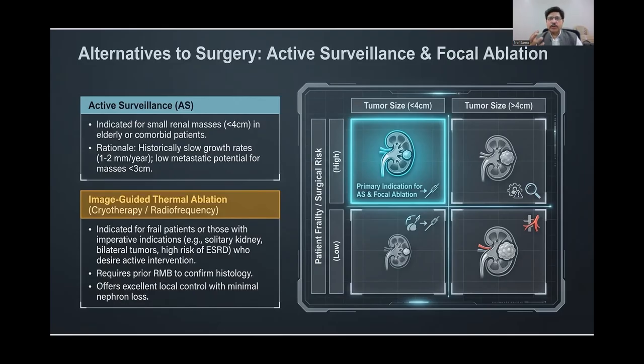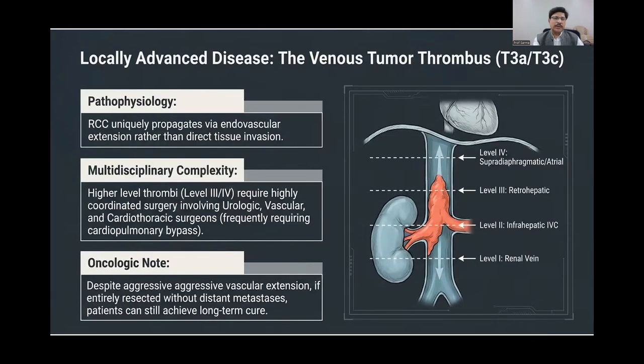High risk, tumor size less than 4, the indication is primarily active surveillance and focal ablation. Suppose somebody has got low risk and the tumor size is very small, then there is no problem. You can take up the case for it; you see the size of the tumor there. And if it's a bigger size, then of course I'll be forced to take up either partial nephrectomy or total nephrectomy.